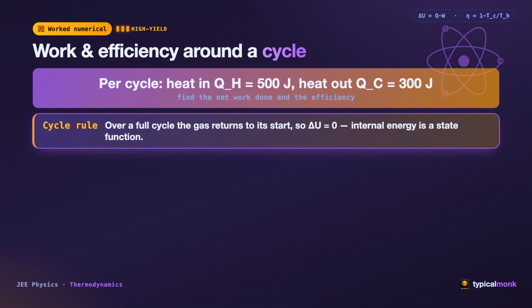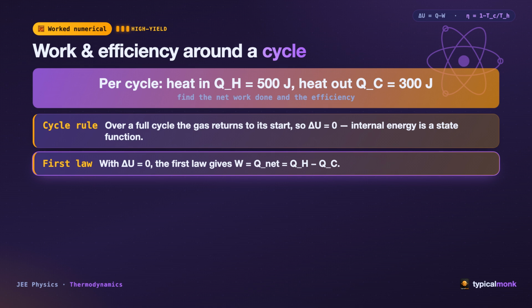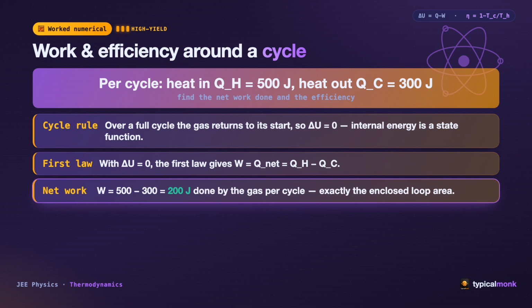The cycle rule first. Over one full cycle, the gas returns to exactly where it started, so delta U is 0. Internal energy is a state function. Apply the first law. With delta U equal to 0, the work equals the net heat. W equals Q hot minus Q cold. The net work, 500 minus 300, is 200 joules done by the gas per cycle, and that is exactly the area enclosed by the loop.